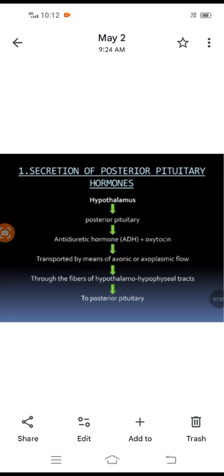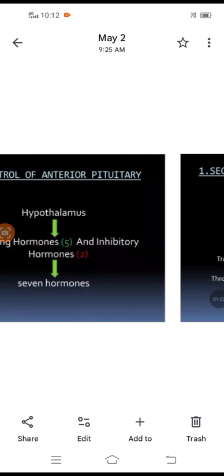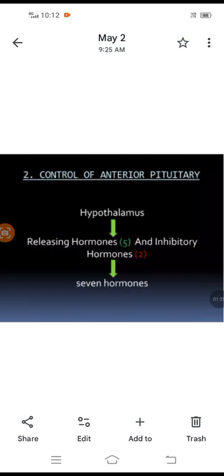Secretion of posterior pituitary hormones. From hypothalamus to posterior pituitary: ADH, that is antidiuretic hormone, plus oxytocin, are transported by means of axonic or axoplasmic flow through the fibers of hypophyseal tracts to the posterior pituitary. Next is control of anterior pituitary.